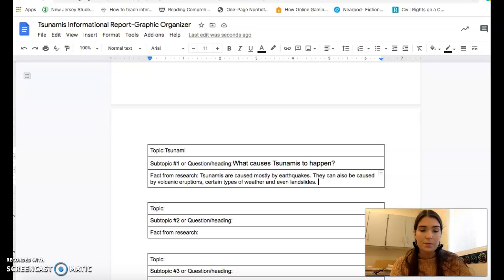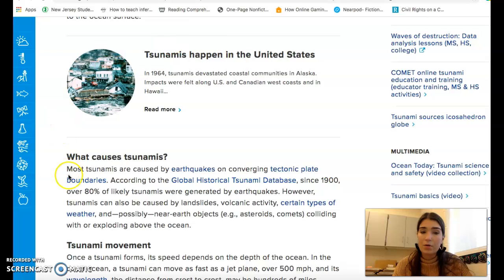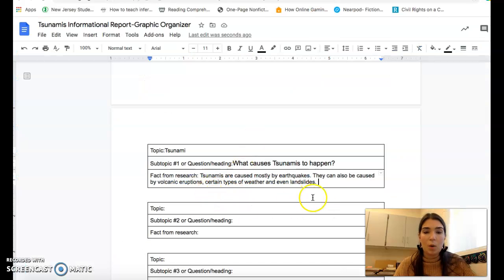Alright, so I paused real quick so I can show you how I put my research into this graphic organizer so that when I go back to start writing, I have this information already. So now my question is, what causes tsunamis to happen? I used the article that I had already read about tsunamis, and then I took what I read and summed it up into one point right here. So I said tsunamis are caused mostly by earthquakes. They can also be caused by volcanic eruptions, certain types of weather, and even landslides.